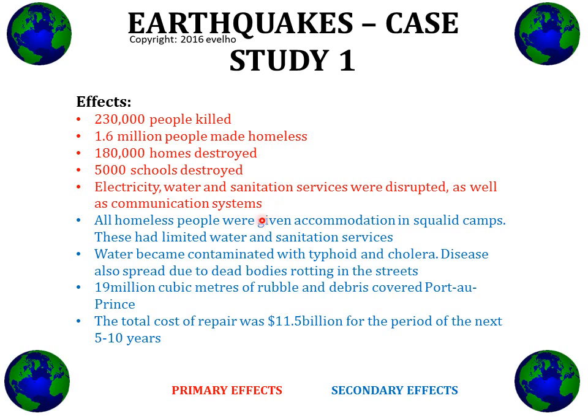Secondary effects, all homeless people were given accommodation in squalid camps. These had limited water and sanitation services. Water became contaminated with typhoid and cholera. Disease also spread due to dead bodies rotting in the streets. 90 million cubic meters of rubble and debris covered Port-au-Prince, and the total cost of repair was $11.5 billion, which occurred for the period of the next 5 to 10 years. So the earthquake occurred in 2010, so repair is still going on right now at this moment.